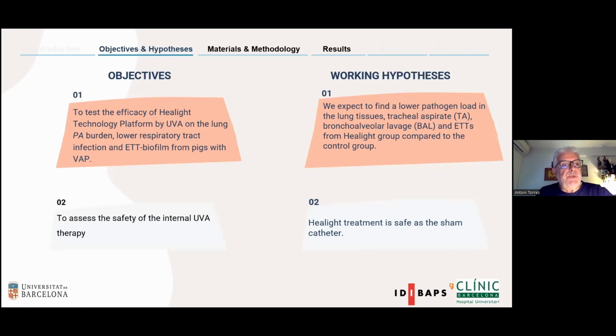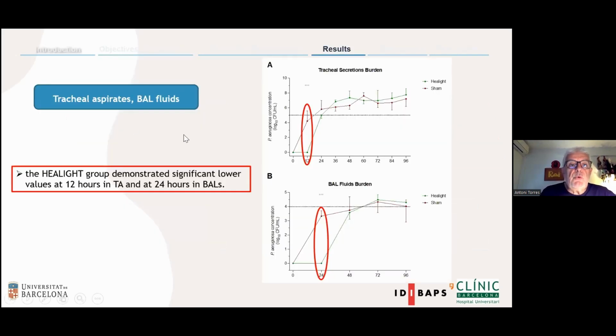And we started by comparing the administration of ultraviolet light versus a sham technique. Then we measured the concentrations of bacteria in endotracheal aspirates, in BAL, and finally in the lungs. We could see that the burden of the disease was lower in the light group compared to the sham, in endotracheal aspirates and in the BAL as well.